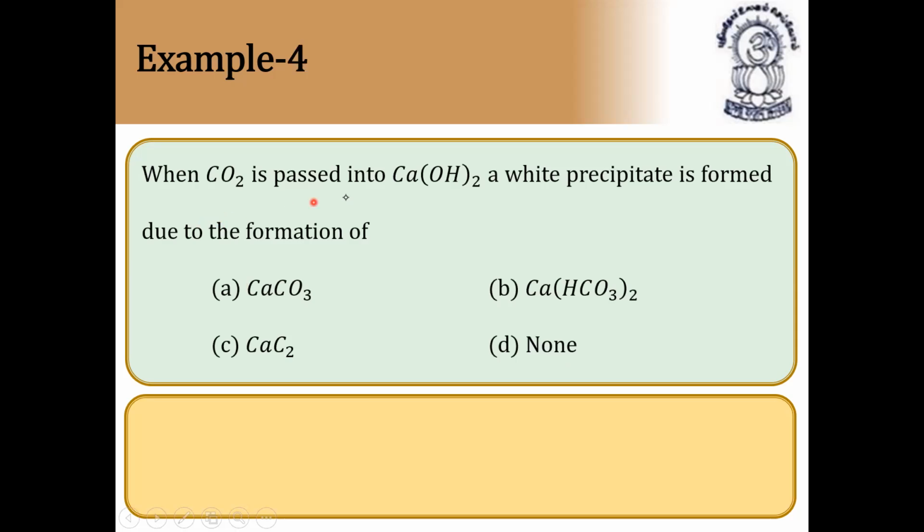Next continuation. When carbon dioxide is passed into calcium hydroxide, a white precipitate is formed due to the formation of calcium carbonate. Simply, when carbon dioxide is passed into calcium hydroxide solution, a white precipitate is formed due to the formation of calcium carbonate.